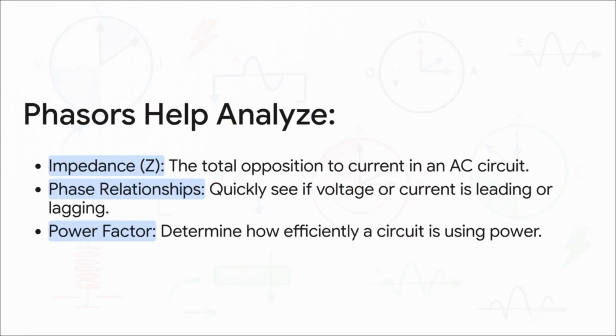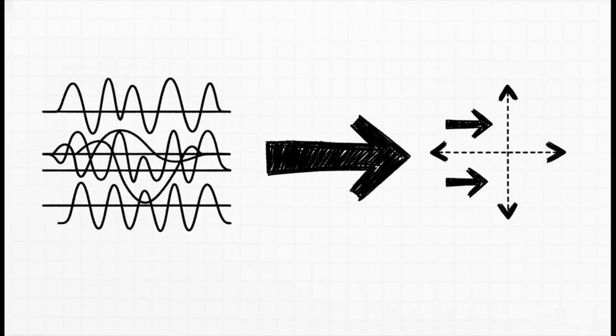And engineers use that super simple puzzle to figure out all the important stuff. They can calculate something called impedance, which is just the total opposition to current in the circuit. They can see at a glance if voltage or current is leading or lagging. And they can calculate the power factor, which basically tells you how efficiently the circuit is using electricity. So, to put it simply, phasors are an amazing invention. They take the messy, chaotic dance of AC waves and freeze them into a simple, static snapshot that makes all the math ridiculously easier. It's the ultimate tool for taming the beast that is AC circuit analysis.